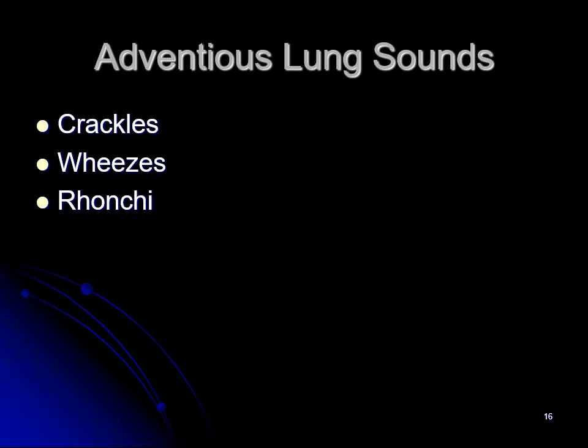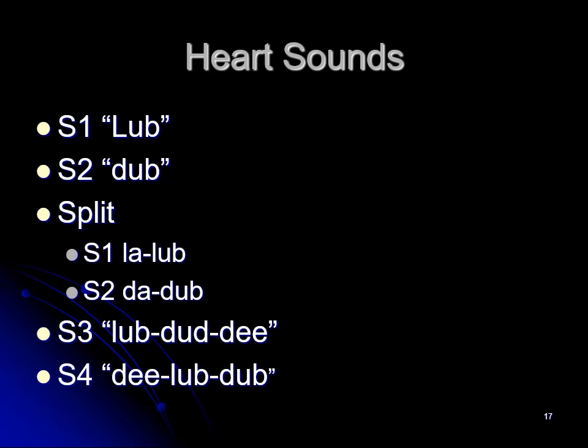Adventitious lung sounds: crackles, wheezing, and rhonchi. Heart sounds: S1 is referred to as the lub, S2 is referred to as the dub. A split heart sound would be S1 la-lub and S2 would be da-dub. S3 would be lub-dub-d and S4 would be d-lub-dub.